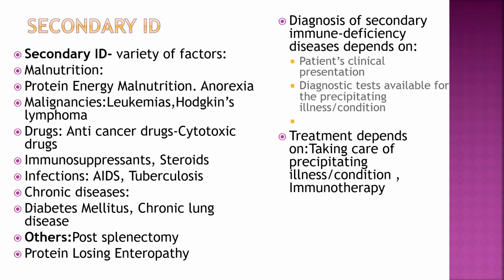Secondary immunodeficiency arises from a variety of factors like malnutrition, protein energy malnutrition, anorexia, malignancies like leukemia and Hodgkin lymphoma, drugs like anti-cancer drugs, cytotoxic drugs, immunosuppressants, and steroids, infections like AIDS and tuberculosis, chronic diseases like diabetes mellitus and chronic lung disease, and others such as post-splenectomy and protein losing enteropathy.